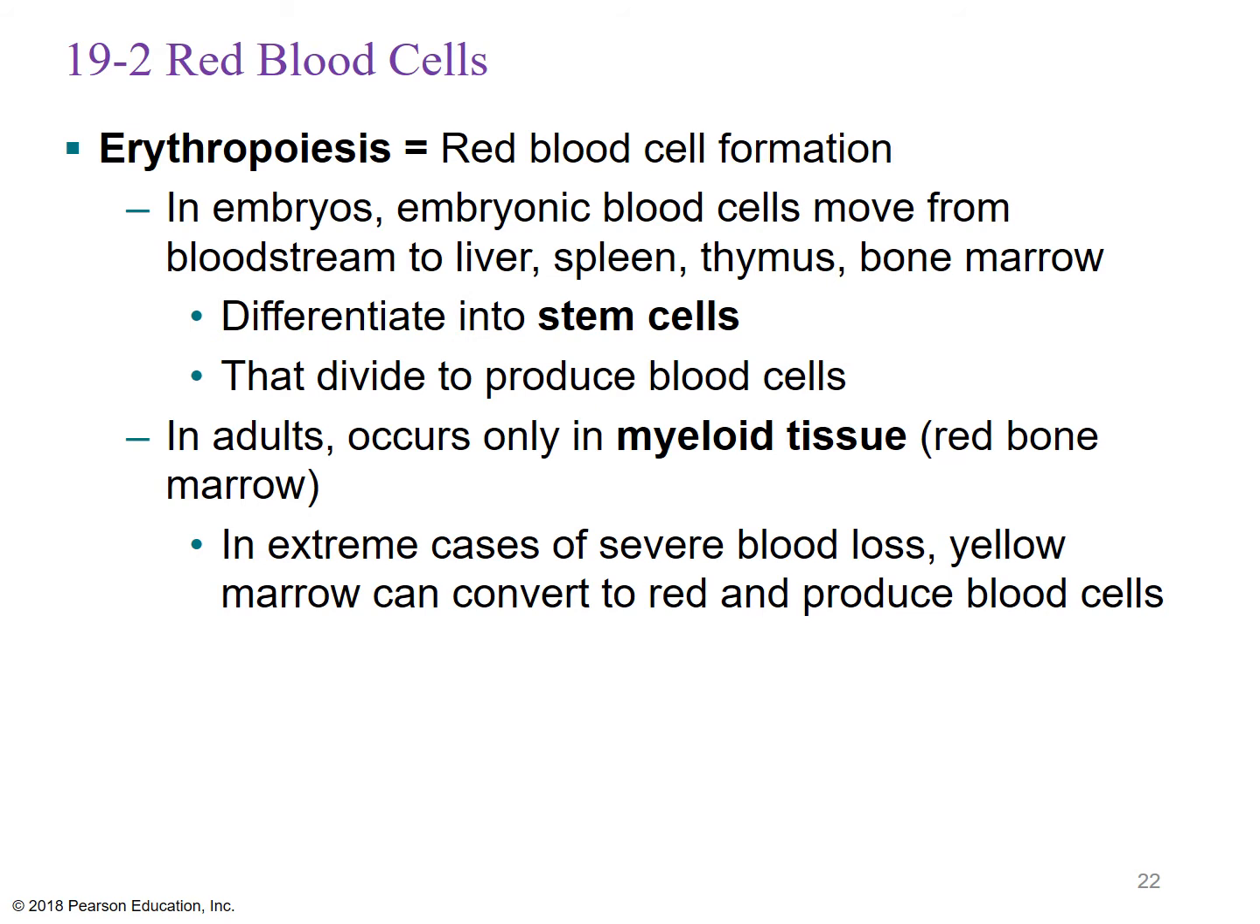Now, in extreme cases of severe blood loss, it is possible for the yellow marrow to convert over to red marrow and actually produce blood cells, which is absolutely incredible that our body has the ability to do something like that. But in general, we're only going to be getting our red blood cell formation from our red bone marrow.